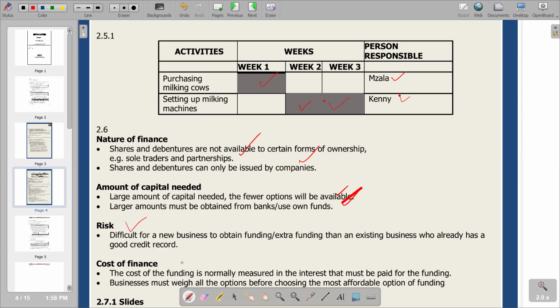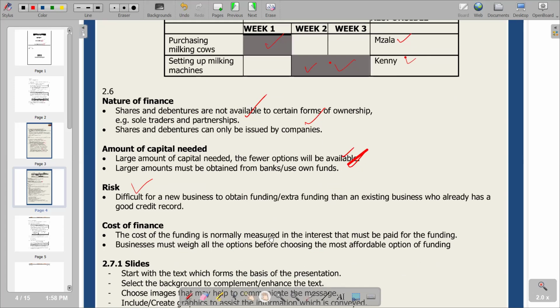Then you can also look at cost of finance. Remember, the question is looking for 3 points, which is that the cost of funding is normally measured in the interest that must be paid for the funding. Business must weigh all the options before choosing the most affordable option of funding. So these are some of the points that we should include. So this is what we have. So we try to see in terms of the last part of the question.